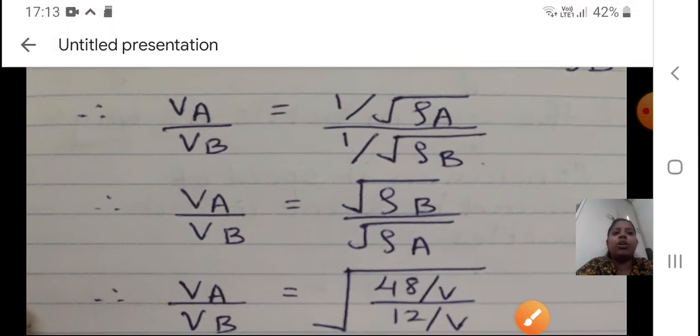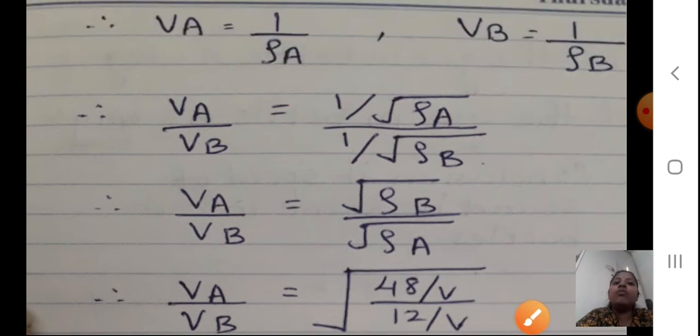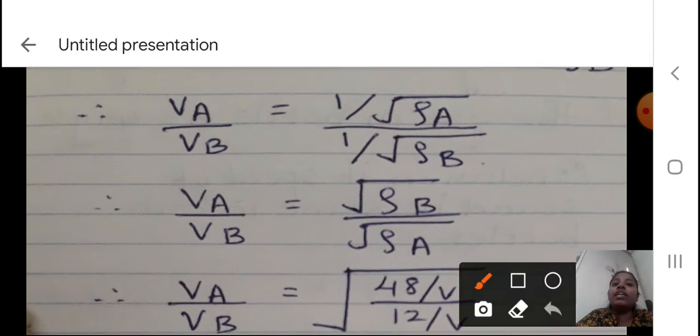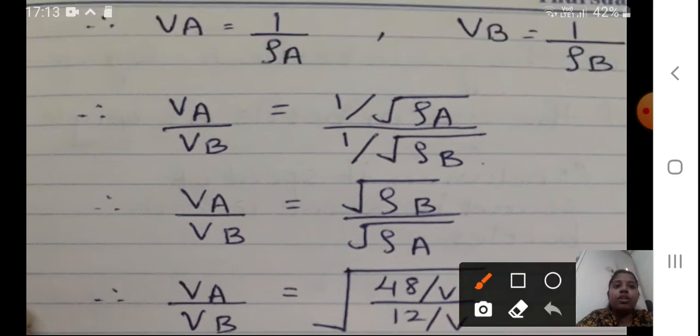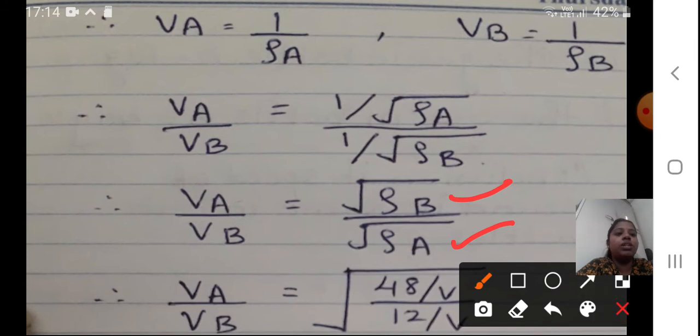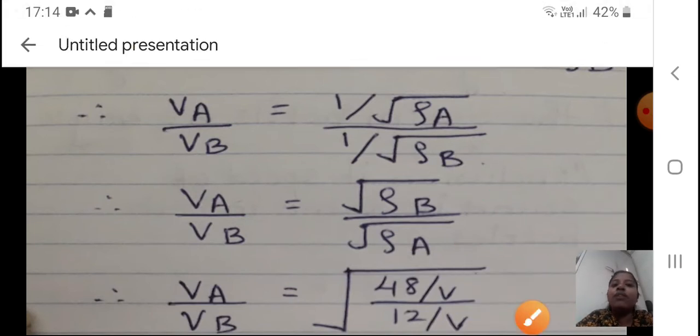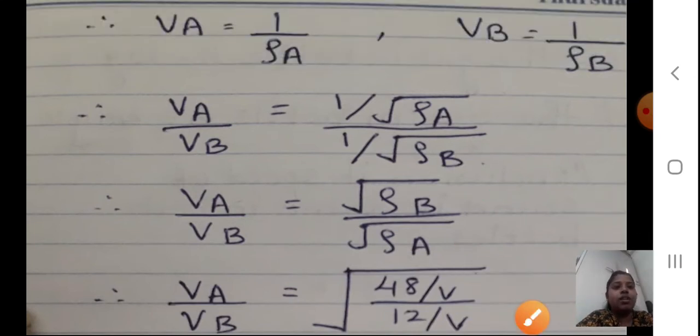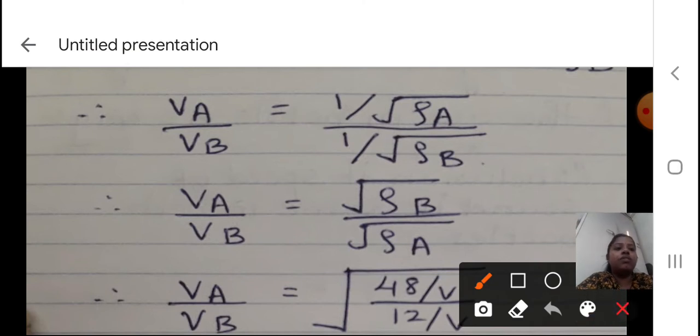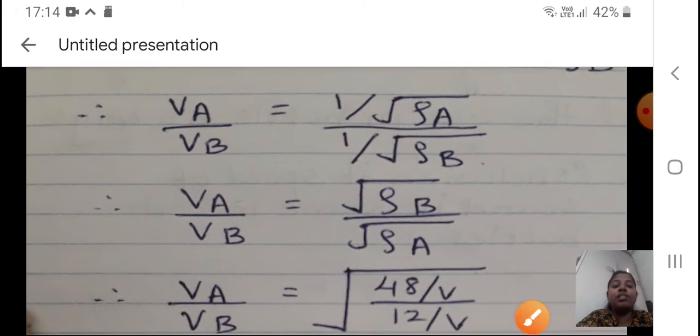Okay, reciprocal we have to do, right? So what you will get? Therefore VA upon VB is equal to root of rho B upon rho A. We have substituted the values of rho B and rho A that we calculated before, 48 upon V and 12 upon V. Okay students, now see here, V and V can get cancelled. So what you are going to get, students? We'll proceed.